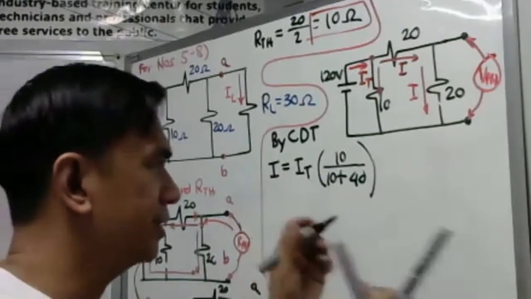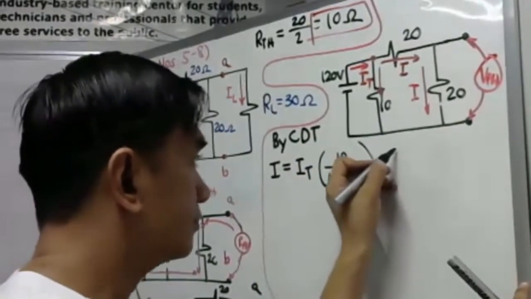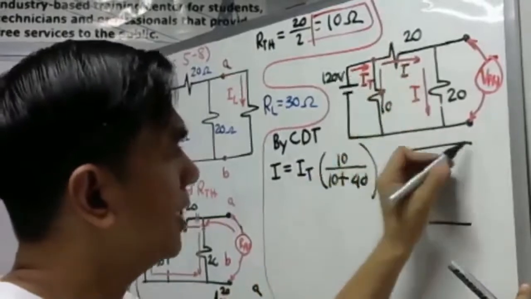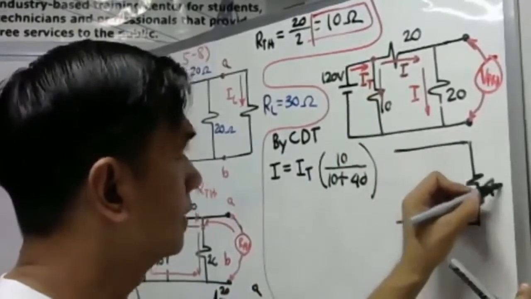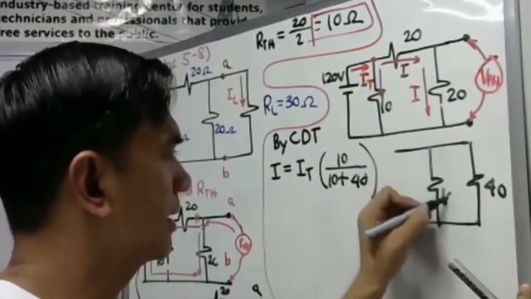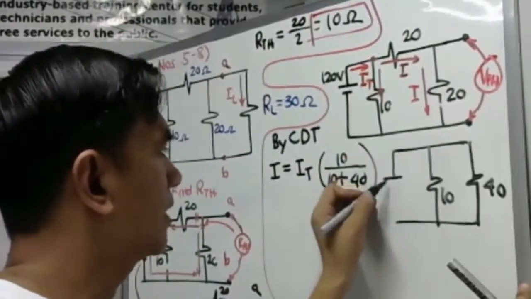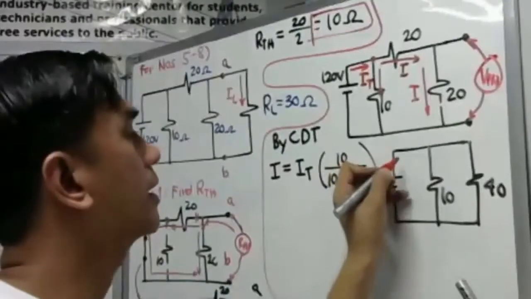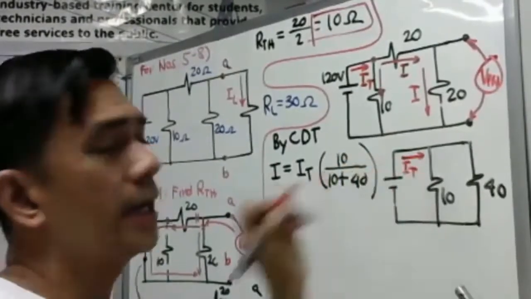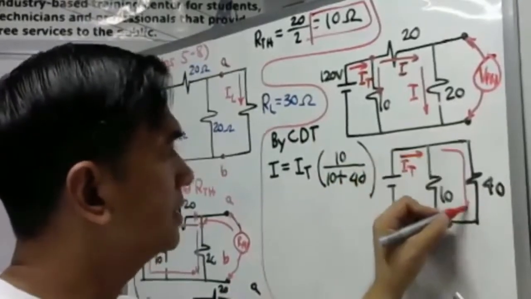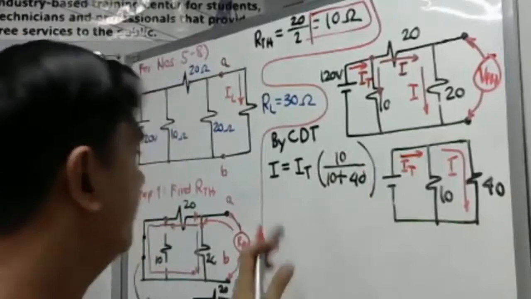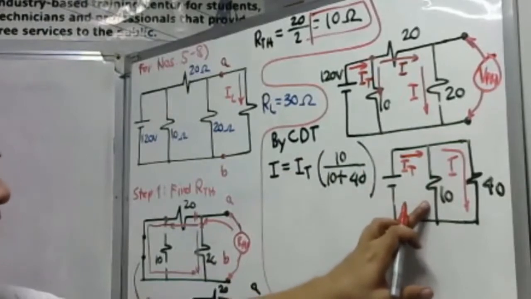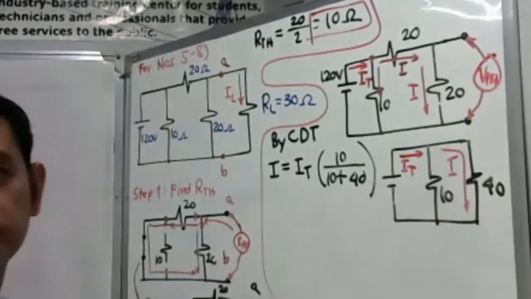Okay, I will draw the equivalent circuit so that you will understand it. So, take a look here. This will just be 20 plus 20. So, we have here 40 ohms. And this is our 10. Okay? So, this will be our source. Again, this is our I total. Okay? And this will just be our current I. By current divider theorem, that's equal to the I total multiplied by the opposite resistance of I, that is 10 ohms, over 10 plus 40. Okay?